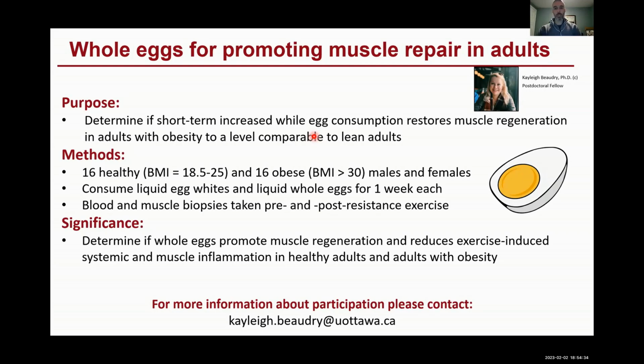If you're interested in participating, either on Kaylee's team to help understand some of these processes that are happening in your muscle after exercise, or as a participant, then you can reach out to Kaylee. Her email's below.